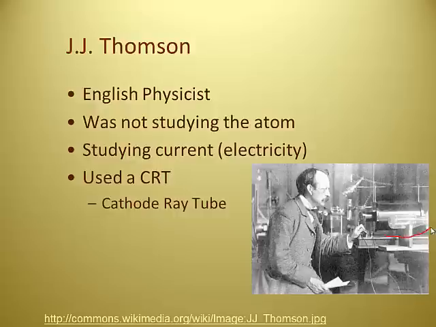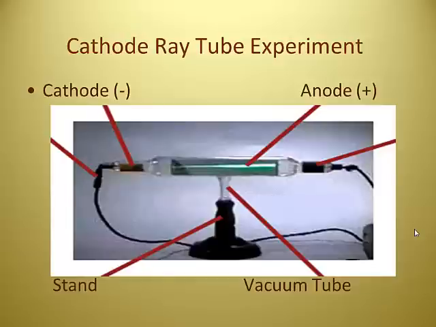And if you look here, you can actually see that he's sitting next to his cathode ray tube, and you can see two wires coming off of it right here. Our cathode ray tube that we have in class doesn't quite look like that. It looks a little bit more like this. It's a glass tube. And what's inside of it? It's a vacuum, isn't it?